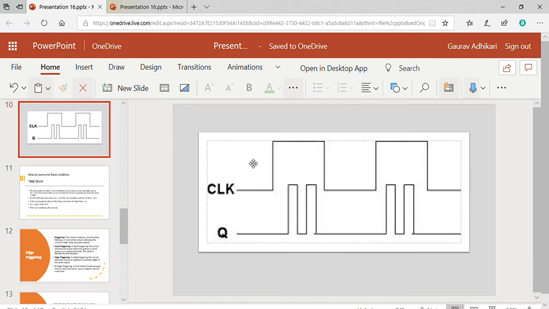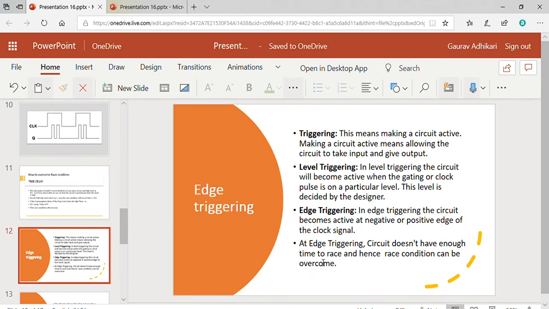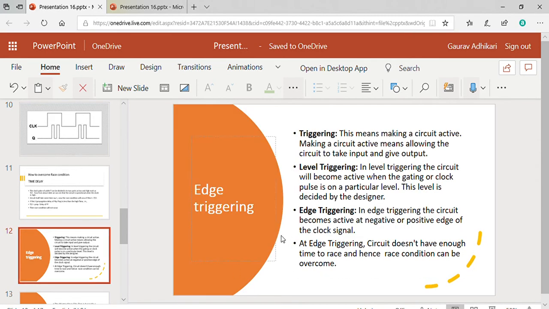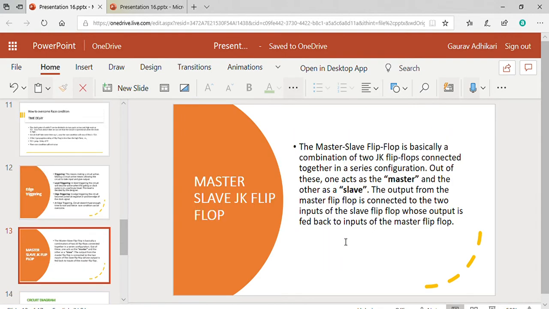Here we can see that this is positive edge triggering, this is negative edge triggering, positive edge triggering, negative edge triggering, and this is level triggering. As we can see, the circuit is operational throughout level triggering, whereas at edge triggering the circuit doesn't have enough time to race, and hence the race condition is overcome. The next and important method is the master slave method.